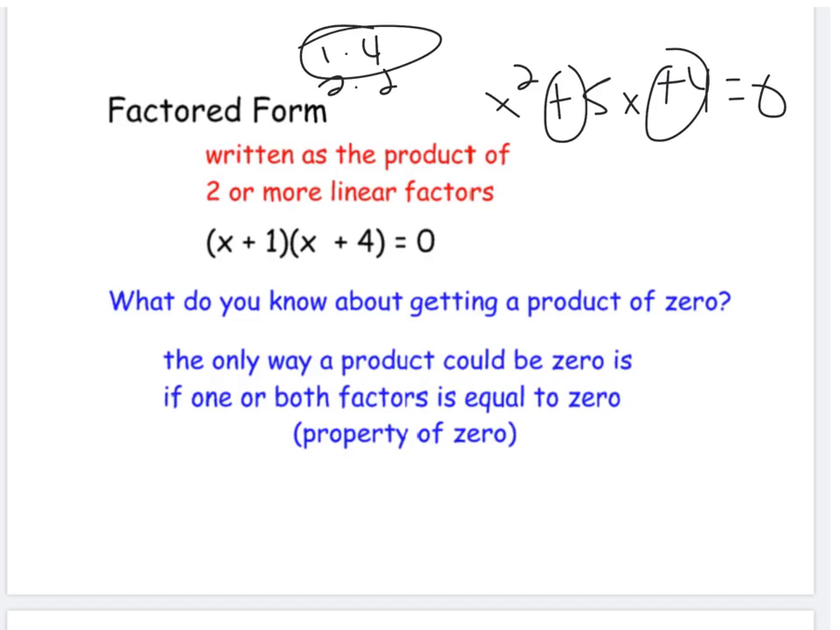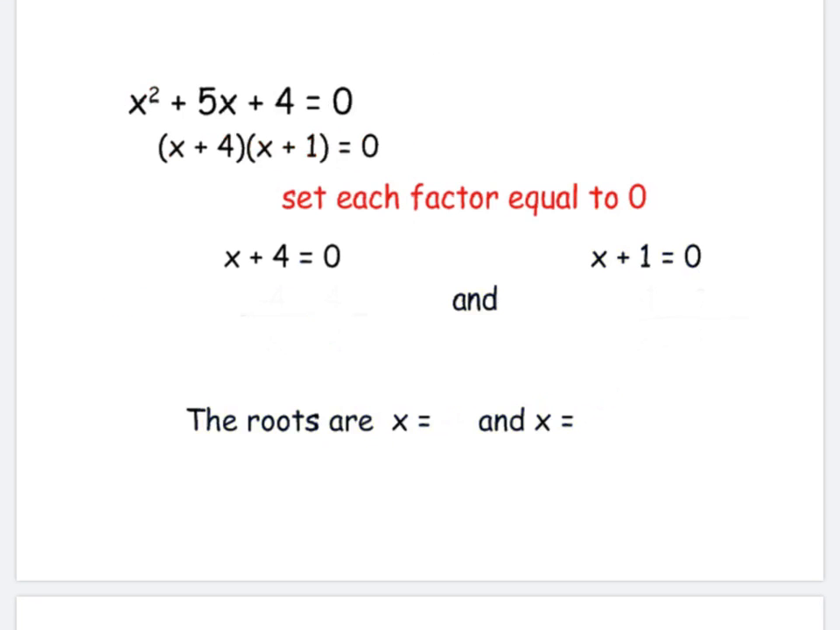And what we know about multiplying something to equal 0 is that one or both of those things has to be 0. So what solving by factoring does is that it allows us to take each one of the factors, because we don't know which factor is equal to 0, and set it equal to 0 and solve to figure out what the roots are.